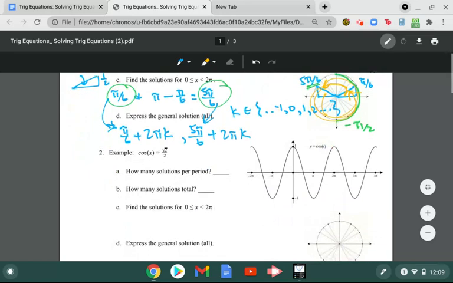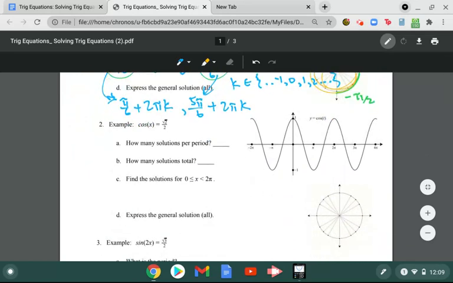Let's do another one. So here's another familiar trig value, radical 2 over 2. I know this is a 45, 45, 90 triangle. My cosine, so that horizontal leg, is radical 2 over 2. So that angle has got to be pi/4. Well, radical 2 over 2 as a height is about here, but it shows up twice in a period of 2 pi. So how many solutions per period? 2. Again, I have two base solutions. How many total? Well, this is 2 pi period forever in the positive and negative direction. So again, infinitely many of those.